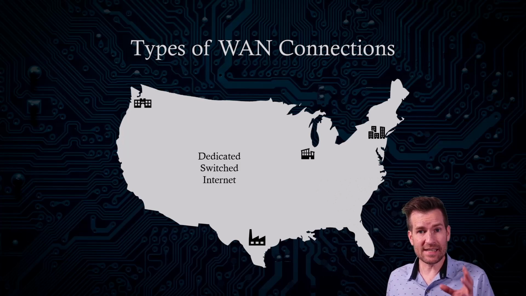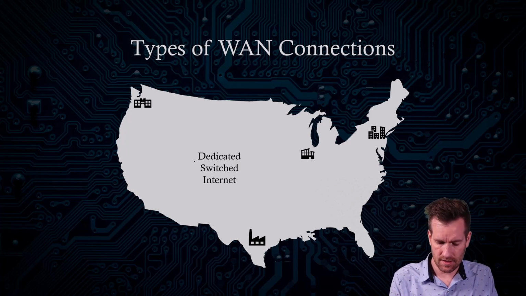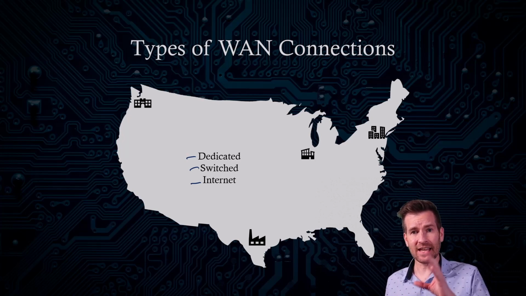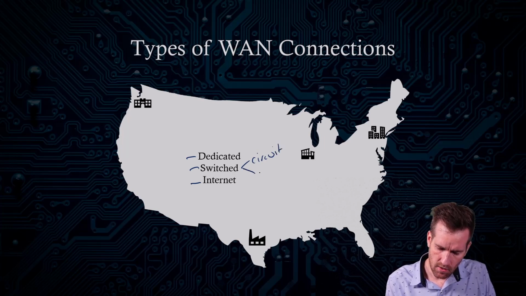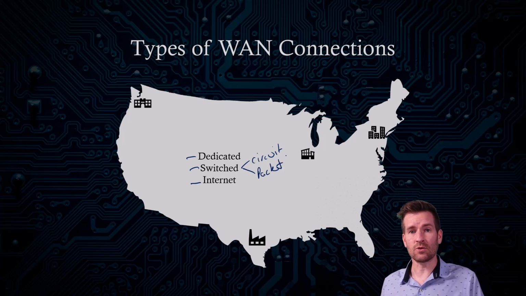There are 3 different types of WAN connections: dedicated, switched, and internet. Switched actually has 2 subcategories to it. One of them is circuit switched. So you've got circuit, and then you also have packet switched. So let me explain the difference between these different types.